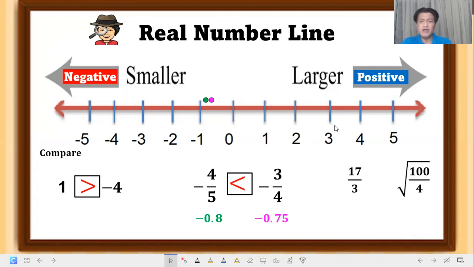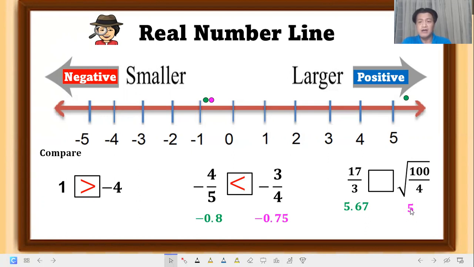Okay, and last one, we have this, compare 17/3 compared to square root of 100/4. All you have to do is simplify first. What is the value of 17/3? That is equal to 5.67, and the value of this is nandito. Okay, remember, this is positive. And what is the value of square root of 100/4? Pag kinonvert natin yan, that is equal to 5 na lang. Remember, what is the square root of 100? Diba? Ano yon? 10. Square root of 4, that is 2. 10 divided by 2, 5 yon.